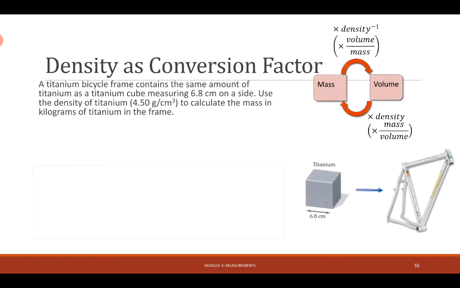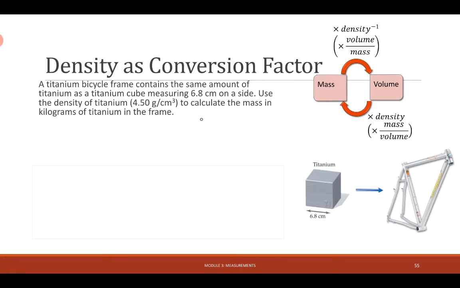Here's another one where we can use density as a conversion factor in our dimensional analysis. I'll do this one as an example, and then there's another one later that will be a practice problem. This one says a titanium bicycle frame contains the same amount of titanium as a cube measuring 6.8 centimeters on a side. Use the density of titanium to calculate the mass in kilograms of the titanium in the frame. So we have to figure out mass.